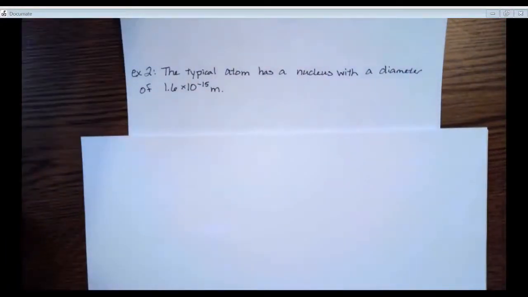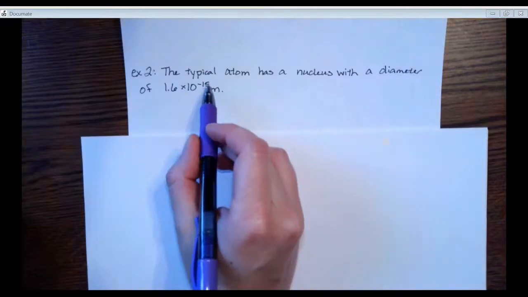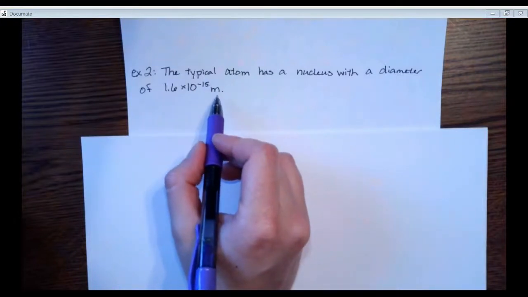The typical atom has a nucleus with a diameter of 1.6 times 10 to the negative 15 meters. So as I look at that number, I'm thinking to myself, wow, that's going to be a really little number because I have a negative exponent, which does make sense because we know atoms are really small. This is measured in meters, so it's going to be a really, really small number.